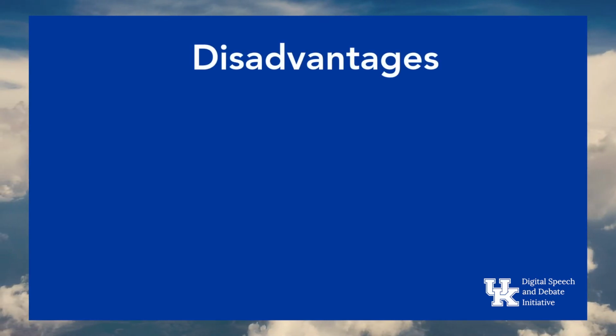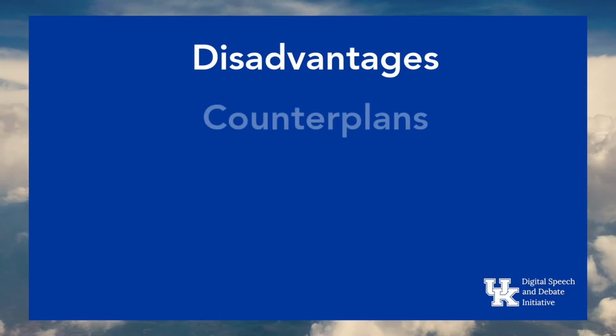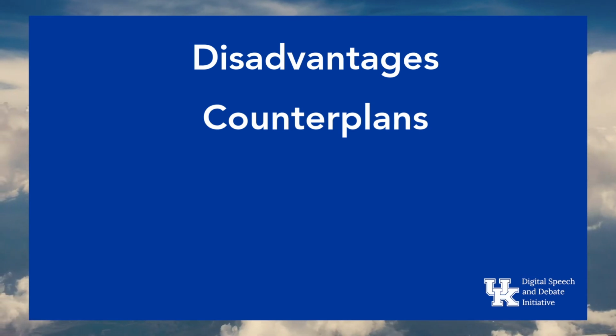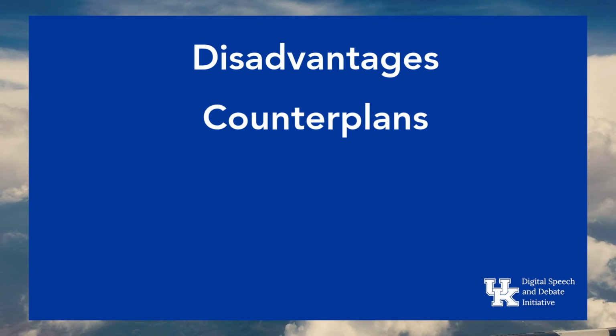Disadvantages. A disadvantage is an argument that the plan produces a bad effect. Counterplans. A counterplan is a negative advocacy that is a different way to solve the same harms the aff attempts to solve.